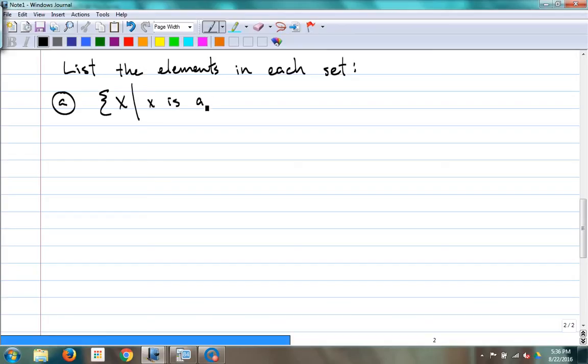X is a natural number less than 7. So we're going to try to write that set and include all the numbers that exist in it. So what's a natural number?